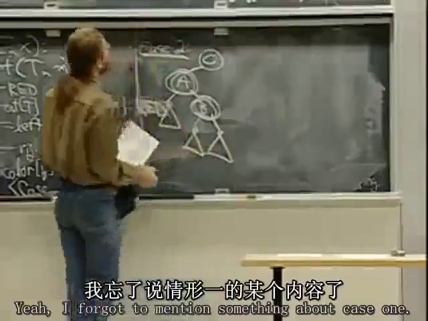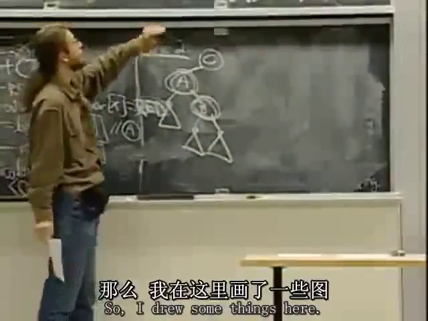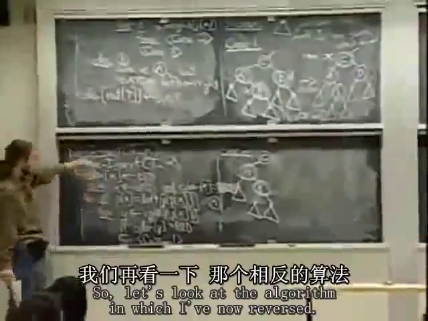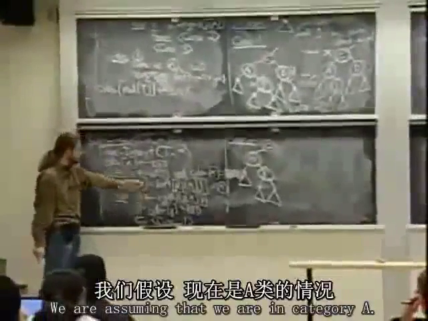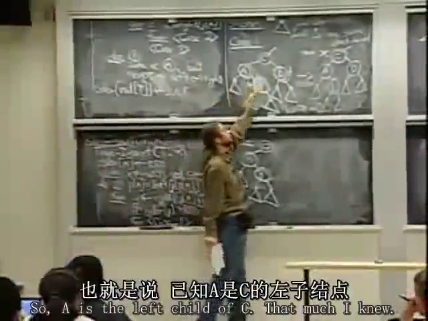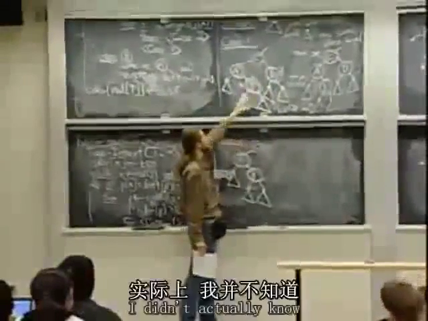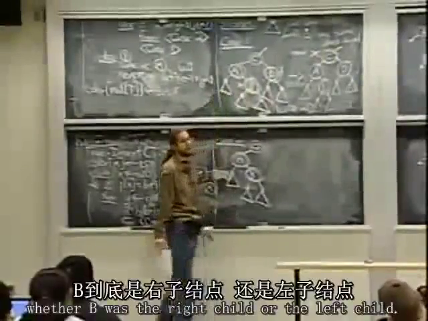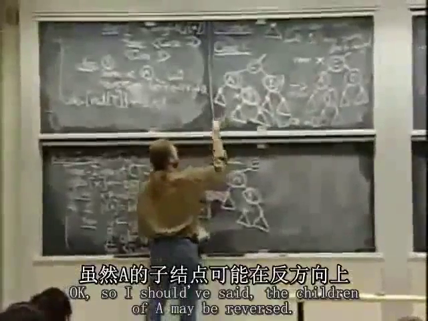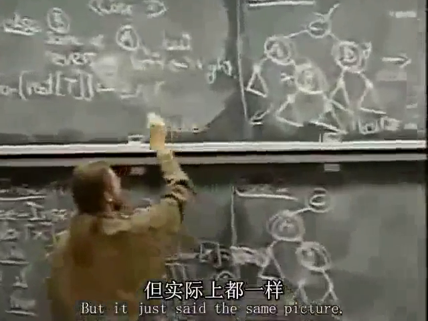I forgot to mention something about case 1. So I drew some things here. What do I actually know is true? So let's look at the algorithm, which I've now reversed. But we are assuming that we're in category A. In other words, the parent is the left child of the grandparent. So A is the left child of C. That much I knew. Therefore, Y is the right child. D is the right child of C. I didn't actually know whether B was the right child or the left child. It didn't matter. In case 1, it doesn't matter. Okay, so I should have said the children of A may be reversed, but it's just the same picture.